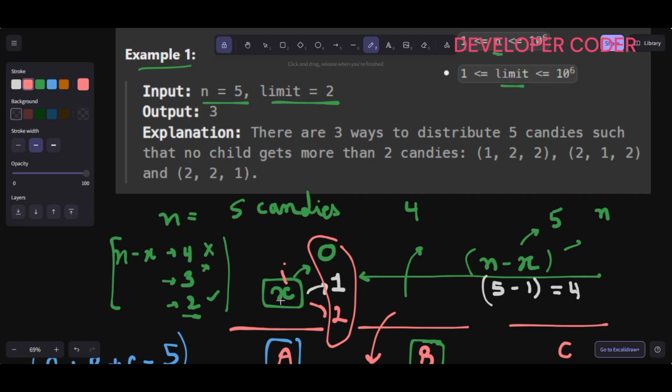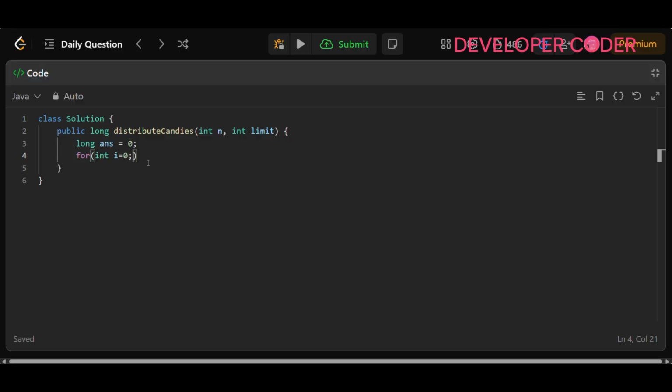Let's say this is i. So here 0, 1, 2. It is fine. But if my n itself is 1, smaller than the limit, then I don't need to check until 2; I can only check until 1 for this i. That is why I am going to use i less than or equal to Math.min of the smallest value among the limit and n. Then I increment the i value. This is for the first child.